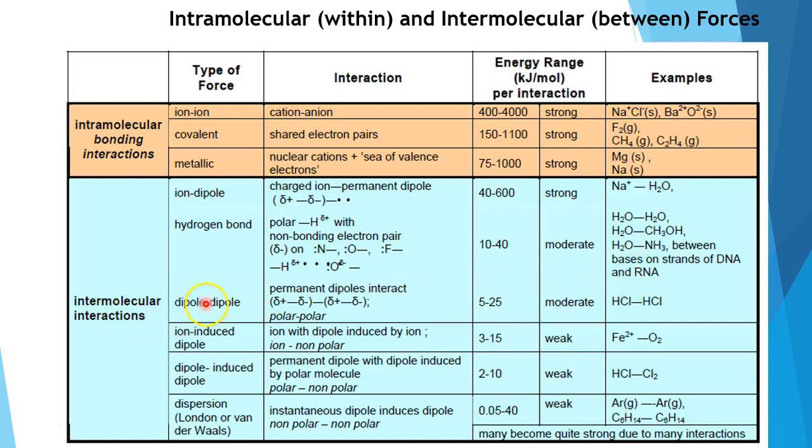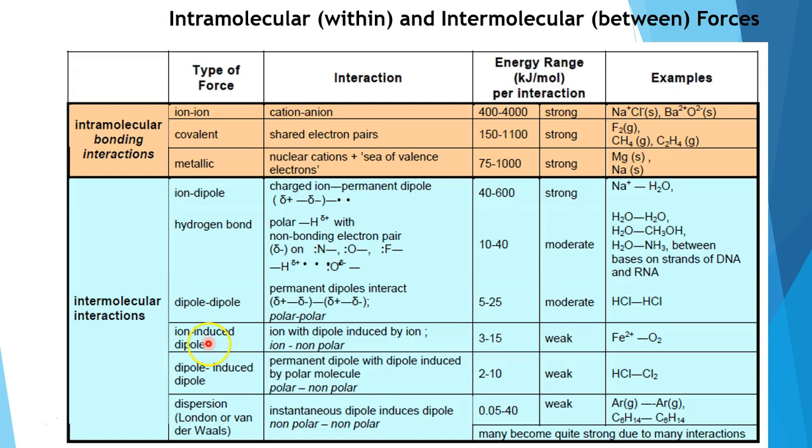Intermolecular interactions: the third type are dipole-dipole. These are permanent dipole interactions, so a polar molecule interacts with another polar molecule. A water molecule can interact with another water molecule. In the example here, hydrochloric acid interacting with hydrochloric acid is moderate.